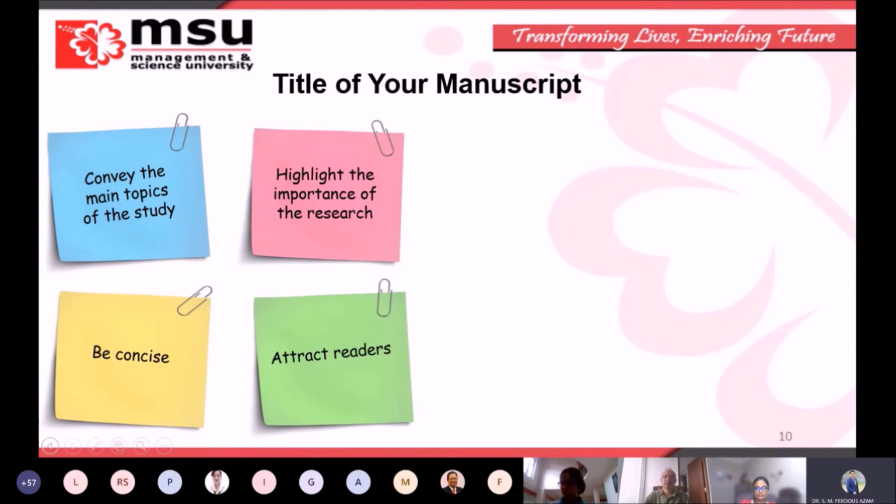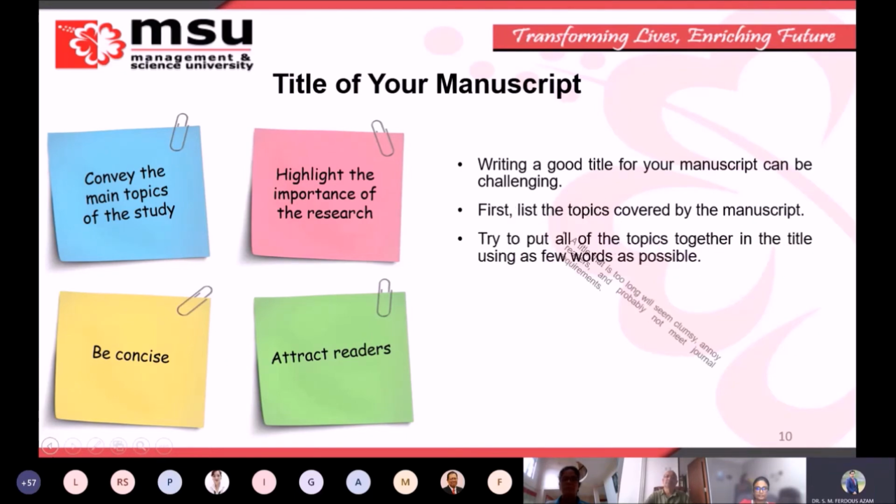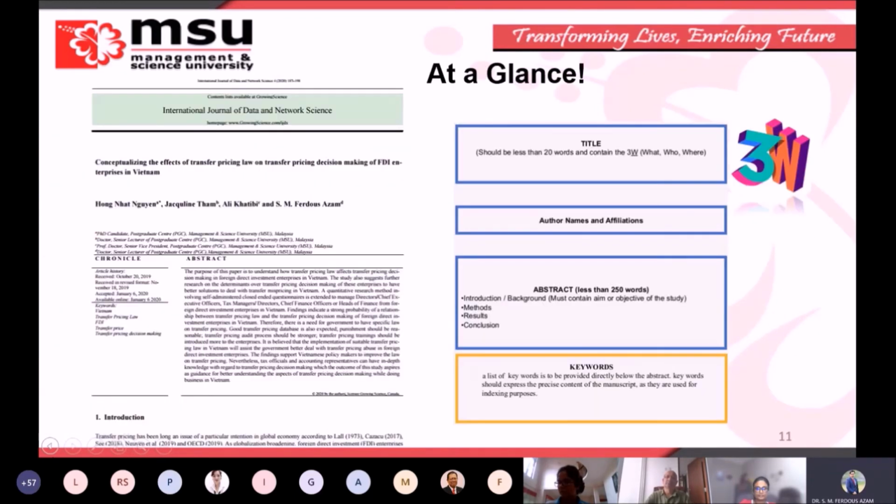Please highlight the importance of research. This is very important, you know, because the editorial board, before passing it to the reviewers, will be checking whether the title of the manuscript highlights the important factors or not. So we have to be very concise, that can attract readers. So I'm not going to read from the slide. We already have discussed and we know about that, but I'm going to show you at a glance.